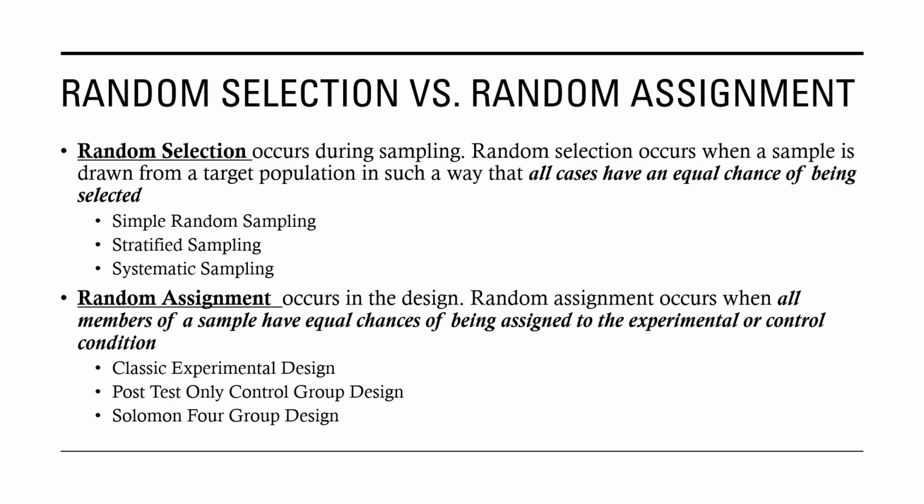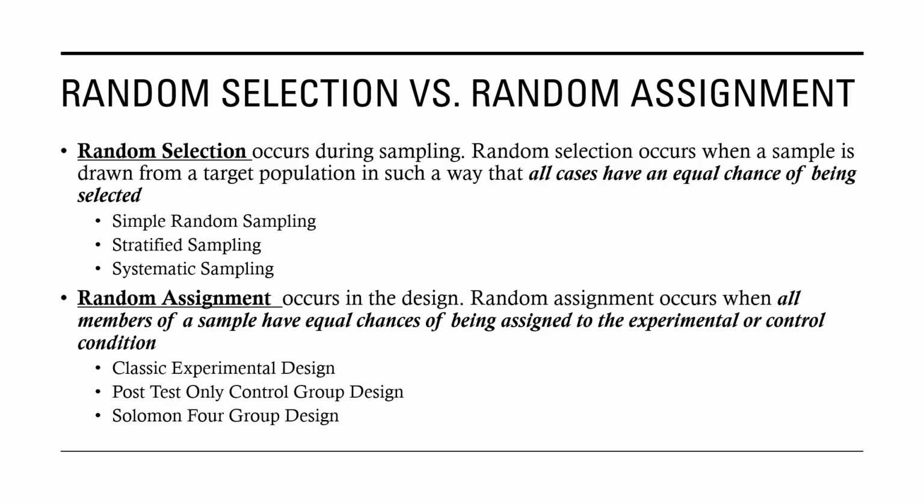This is done to help us to ensure generalizability of findings, that we can actually apply this finding from a sample to the broader target population. This type of sampling is used in sampling design types such as simple random sampling, stratified sampling, and systematic sampling. Random assignment, on the other hand, occurs during research design. Random assignment occurs when all members of a sample have equal chances of being assigned to the experimental or the control condition.